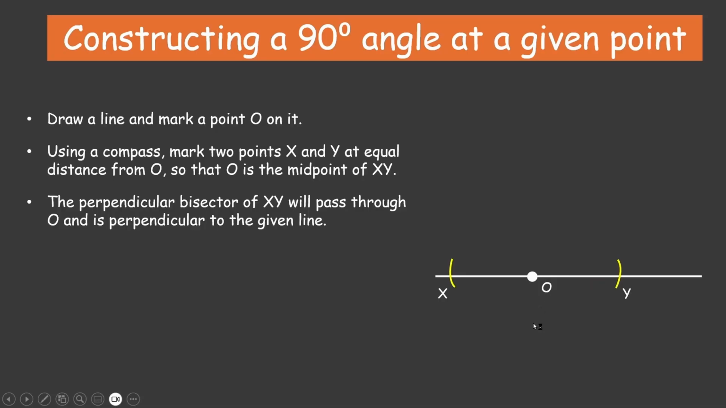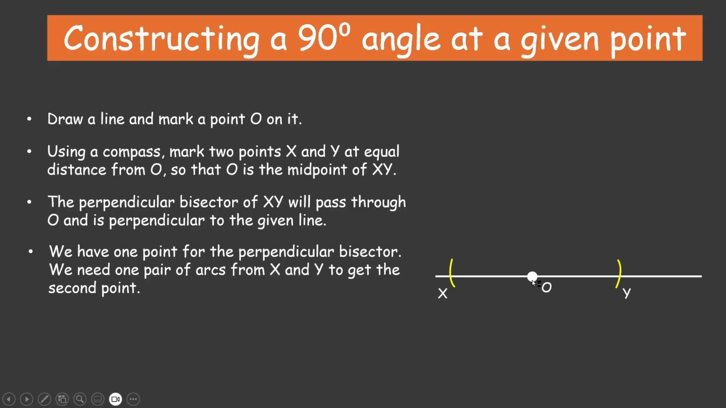Now, if we want to draw a perpendicular bisector, we basically need 2 points, right? But we already have one. We already have 1 point for the perpendicular bisector. So we just need one more point. So that means we need to draw only one pair of arcs from X and Y to get the second point. So let's just keep the compass at X and draw one arc, then keep the compass at Y and using the same radius draw a second arc and then join these 2 points. Now this is the perpendicular bisector and we know that it is making 90 degrees with this line XY. That's how we just drew a 90-degree angle at a specific point.